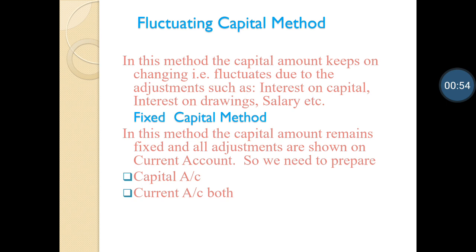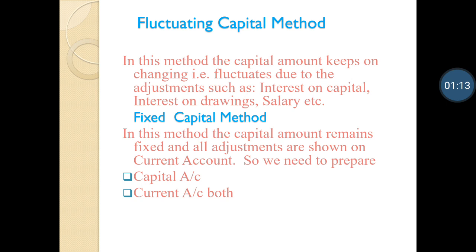The second method is the fixed capital method. As the name suggests, the capital should remain fixed. If the capital has to remain fixed, the adjustments as mentioned earlier, regarding interest, drawings, etc., are to be shown in a separate account called the current account. So in case of the fixed capital method, we have to prepare a capital account and a current account.